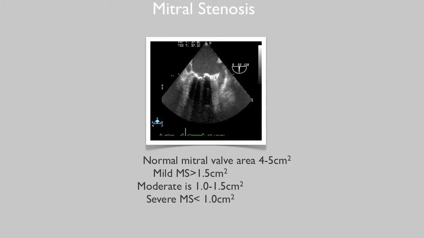We will now move on to the discussion of mitral stenosis. In this mid-esophageal two-chamber view, we see a heavily calcified and poorly mobile mitral valve. Note the shadowing, which makes it very difficult to see the ventricular function below the valve. While a normal mitral valve measures 4 to 5 centimeters square, a severely stenotic valve measures less than 1 centimeter square.